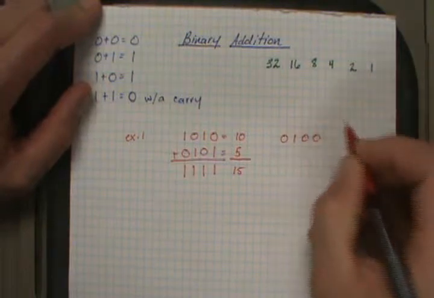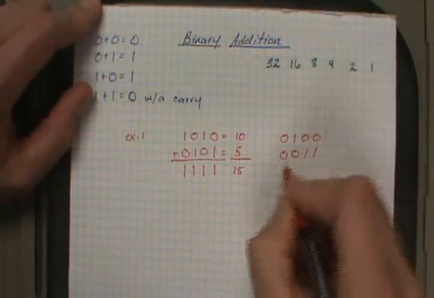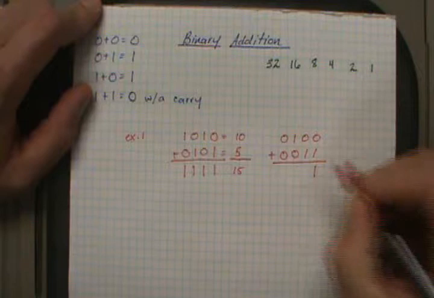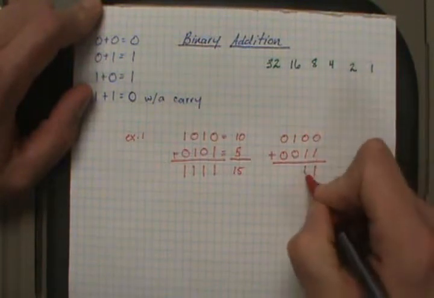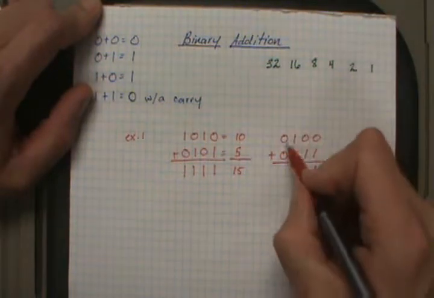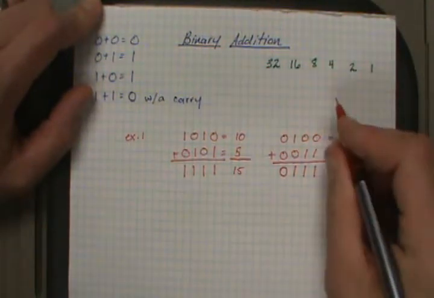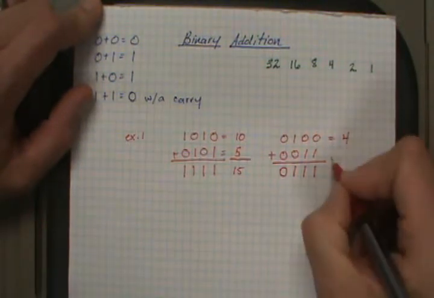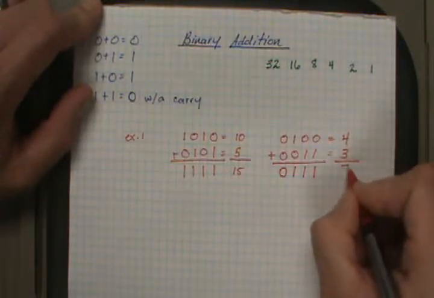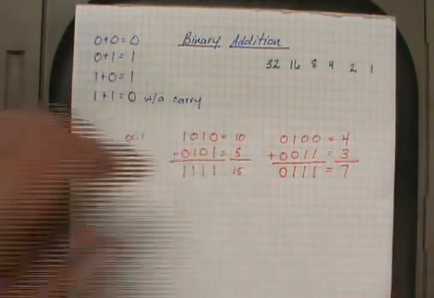1 0 0 0. And this is 0 0 1 1. 0 plus 1, bring the 1 down. 0 plus 1, bring the 1 down. 1 plus 0 will bring 1. Now 0 plus 0 is 0. Check our math real quick. And it looks like we have 4 plus 3. That should give us 7, so let's double check that. So we have 4 plus 2 is 6 plus 1 equals 7.